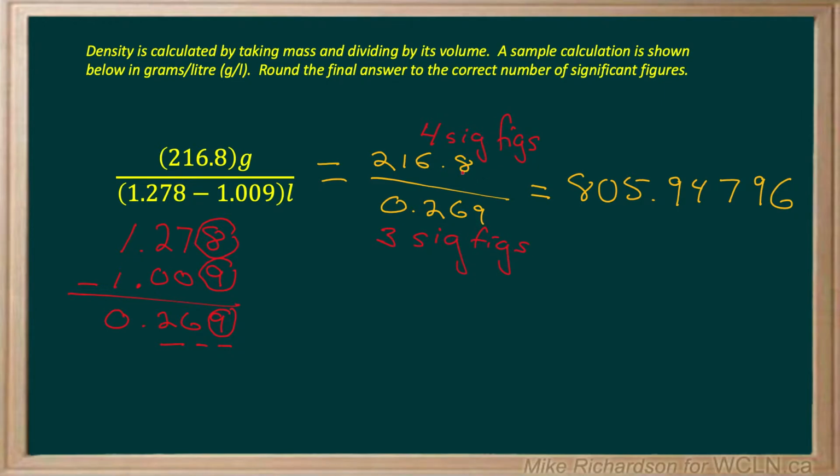So I've got 4 on the top, 3 on the bottom. I round off to my fewest number of sig figs. So 1, 2, 3 sig figs. I have to round it off here. The number to the right of it is a 9. So my final answer is 806 grams per liter.